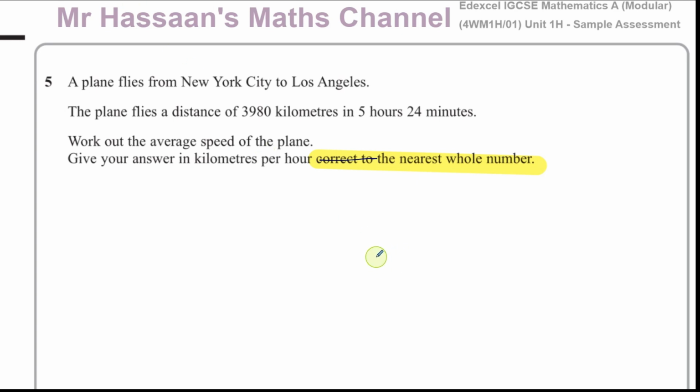Now, here we want to find the average speed. We're being given the distance and we're being given the time. The distance is given here and the time is given there. And what we should know is that the average speed is equal to the total distance traveled divided by the total time.